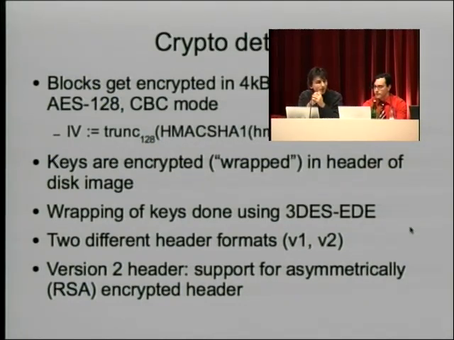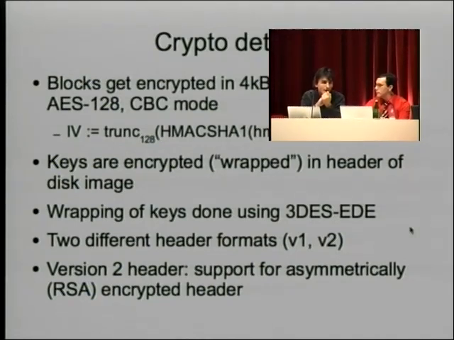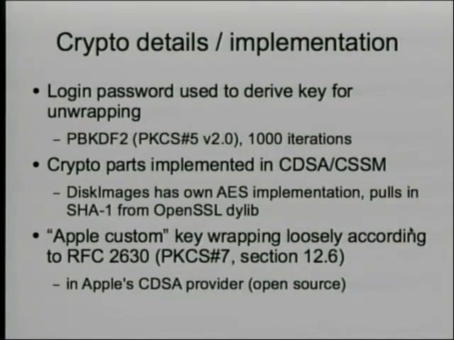Now, what's interesting is that the wrapping of these AES keys is done using triple DES for some reason. So in fact, it's kind of cheating, because now the security doesn't only depend on AES, but if either AES or triple DES fails, you're screwed, right? Okay, and when they went to version 2 of the metadata format, which was, I think, in Panther, they introduced an option for having an additional asymmetrically encoded header. What this is good for is a recovery feature. I'll go into that a little later.